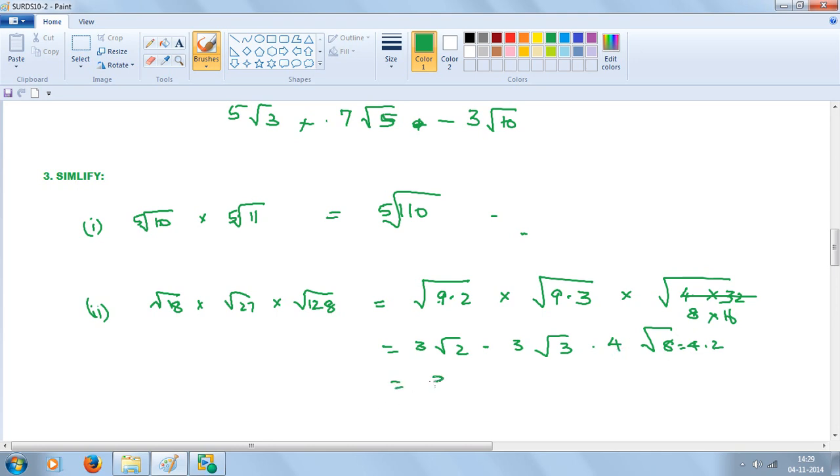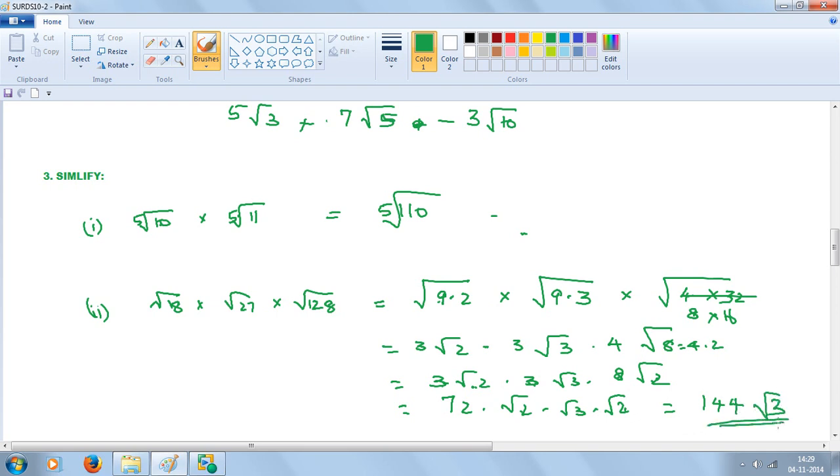So it's equal to 3 root 2 multiplied by 3 root 3, and by this, 4 is 2, 2 fours are 8, 8 root 2. This root 2 and root 2 if you multiply, it becomes 2. 3 multiplied by 3 multiplied by 8, 3 threes are 9, 9 eights are 72. Root 2 into root 2 is 2, 72 multiplied by 2 is equal to 144 root 3. This is the answer.